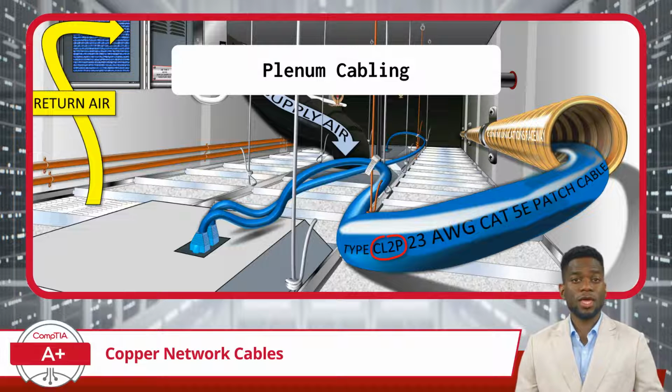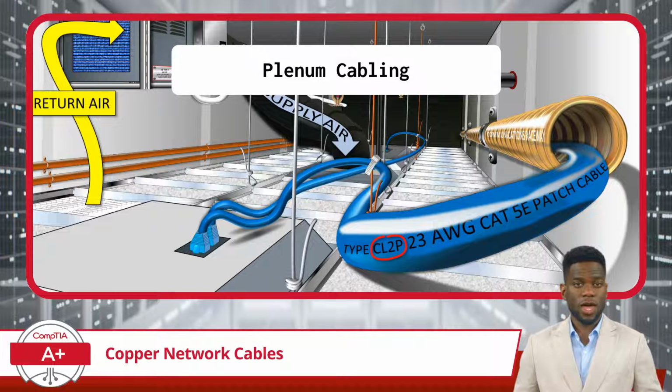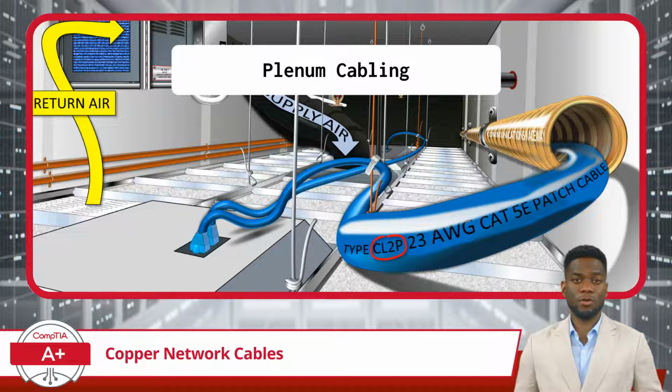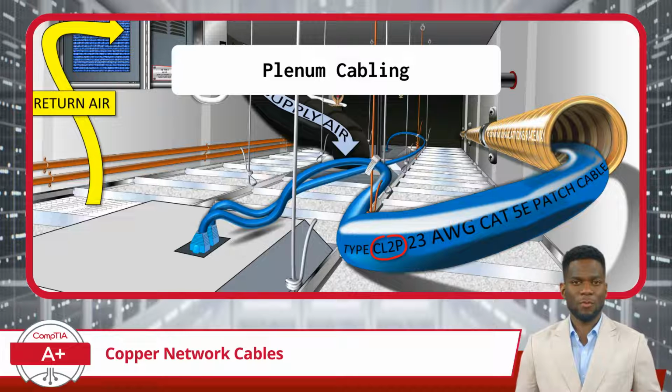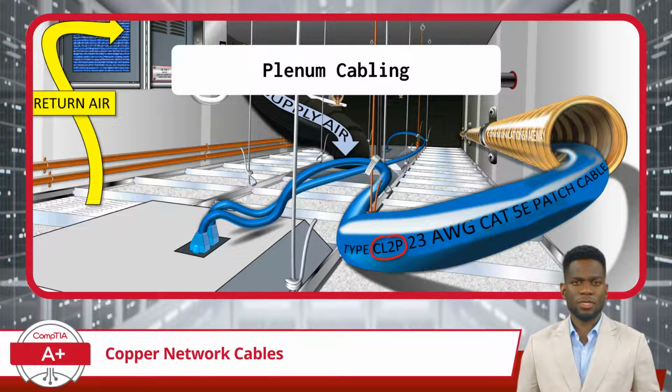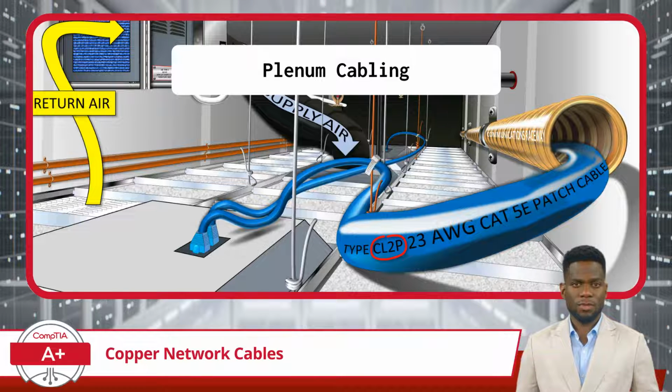Using plenum-rated cables in plenum spaces is not only a matter of compliance with building regulations, but also a crucial safety measure. In the event of a fire, these cables help to minimize the spread of flames and reduce the release of harmful gases, providing occupants with valuable time to evacuate safely.